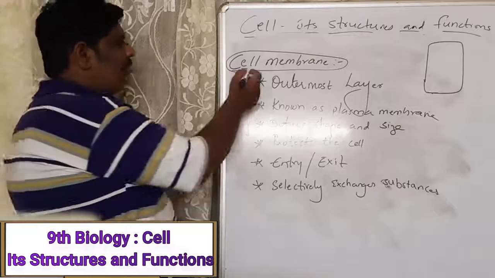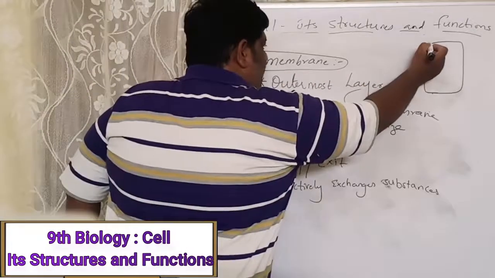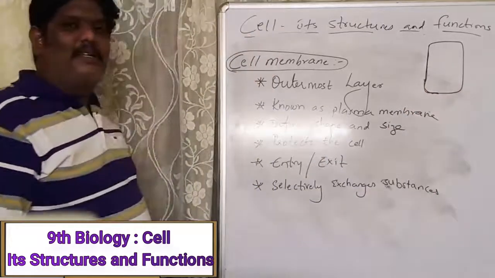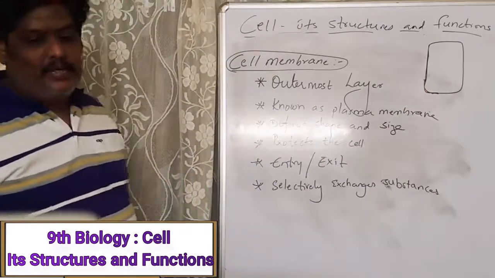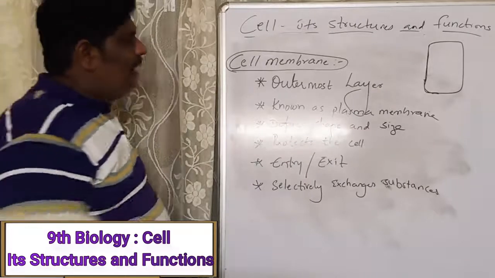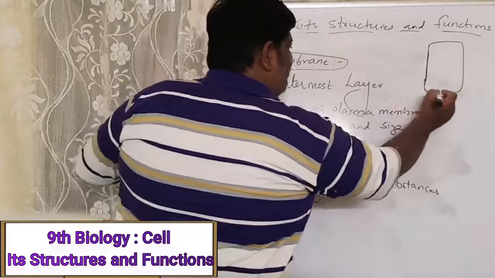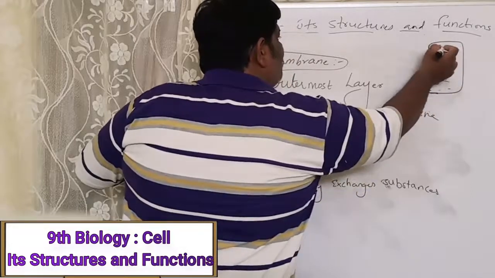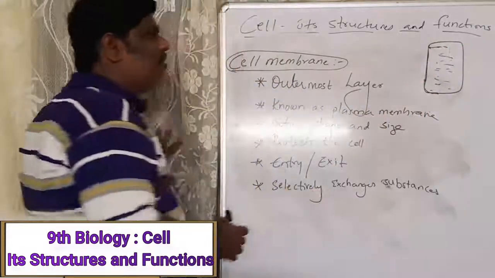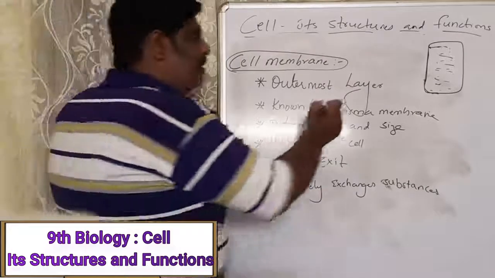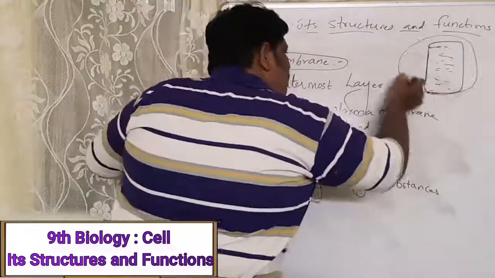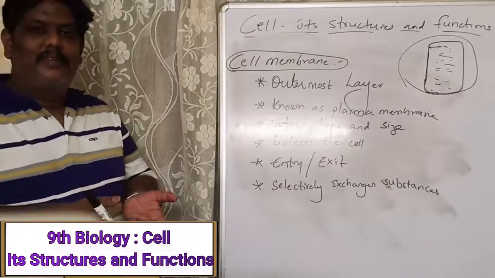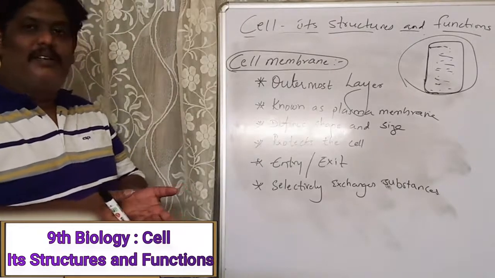So the cell membrane, as we have drawn here, is the outermost layer of the cell. It will separate the cytoplasm. See here, there is cytoplasm in the cell. So the cytoplasm will not come out into this external environment. Why? Because a layer is completely blocking it, like lockdown.